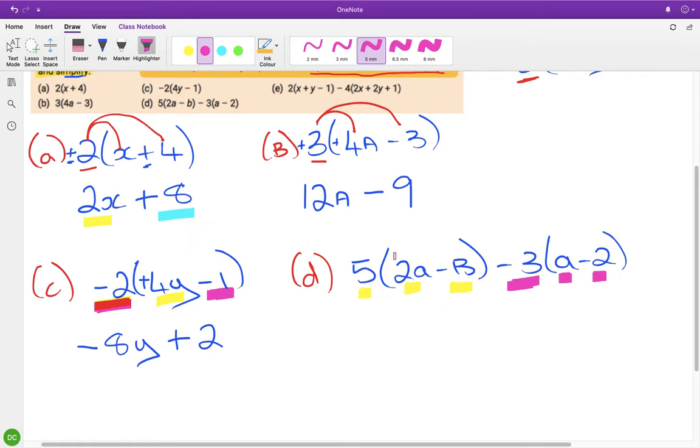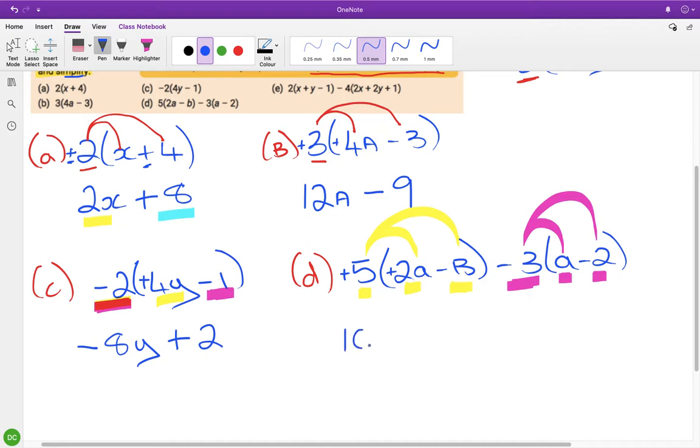So because the 5 is attached to this first bracket, you will distribute the 5 across the, oh, don't do that, sorry, let me just undo that and change my colour. So you will distribute the 5 across the 2a and across the minus b. Then you will stop with the 5. 5 is done. Then you move on to the minus 3 and distribute it across the a and the minus 2. Okay? So let's do it. So we have a plus here and a plus here, so signs are the same, which means the answer will be a plus, which I'm not going to write.